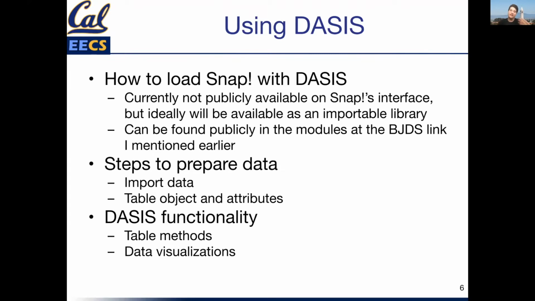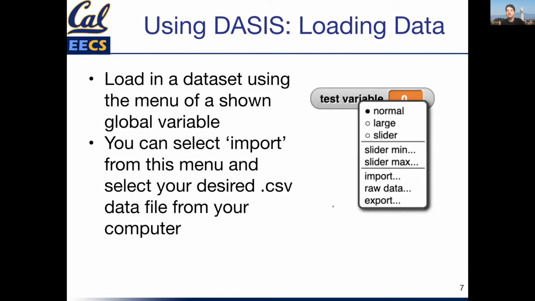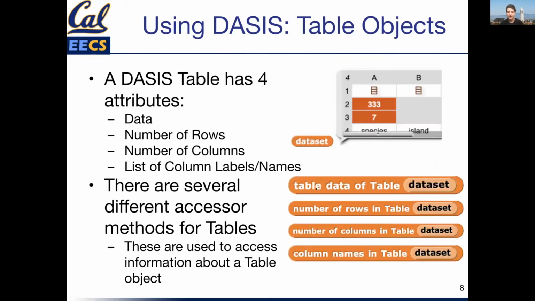And as I mentioned, we have table visualization, table methods, and data visualizations. We have a lot of things that students in practice have really enjoyed interacting with. So we can import the data using a variable in Snap. You create a new variable, right click the area on the stage where the variable appears, and click import, and that allows you to bring the CSV into your Snap file. It comes in as just a raw CSV file. Then we can create a table object with the DASIS block required to do that.